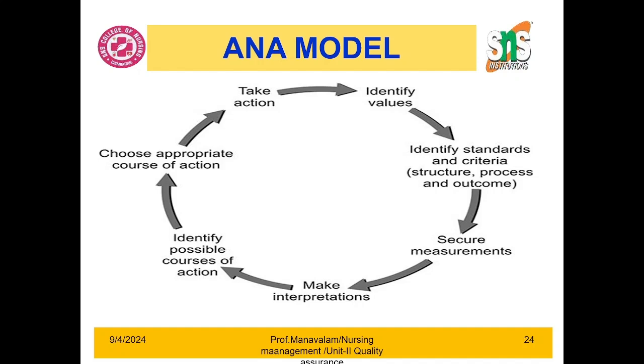Second one is identify the standards and criteria. This may be structure, process and outcome. Following that, we have to secure the measurements. Whatever we have identified, every finding we have to secure. Next, move on to make interpretation. Whatever measurements we have secured in order to measure the quality of healthcare services, we have to make an interpretation. By doing this set of activities, we will yield good results.